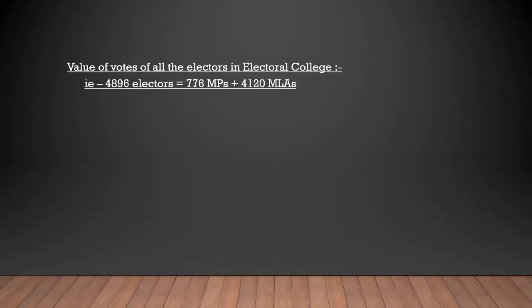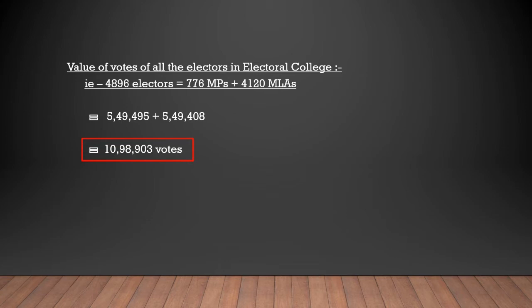Therefore, the total value of votes of 4,896 electors, that is 776 MPs plus 4,120 MLAs, is 5,49,495 plus 5,49,408, that is 10,98,903. So finally, the total number of votes in the electoral college is 10,98,903 votes.